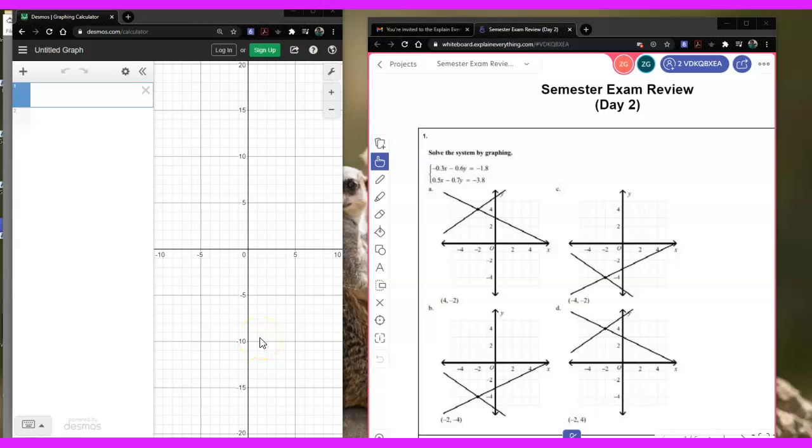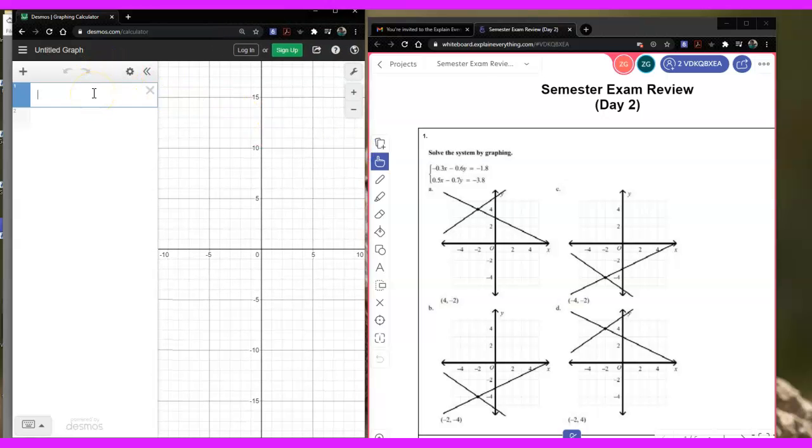This is exam review day 2, and what I'm going to do is try to do the majority of these problems on Desmos or the matrix calculator. For example, if we're going to solve this system, you can use Desmos, and I'm going to go ahead and type it in here. I'm going to try to see if I can make the graph a little bit bigger.